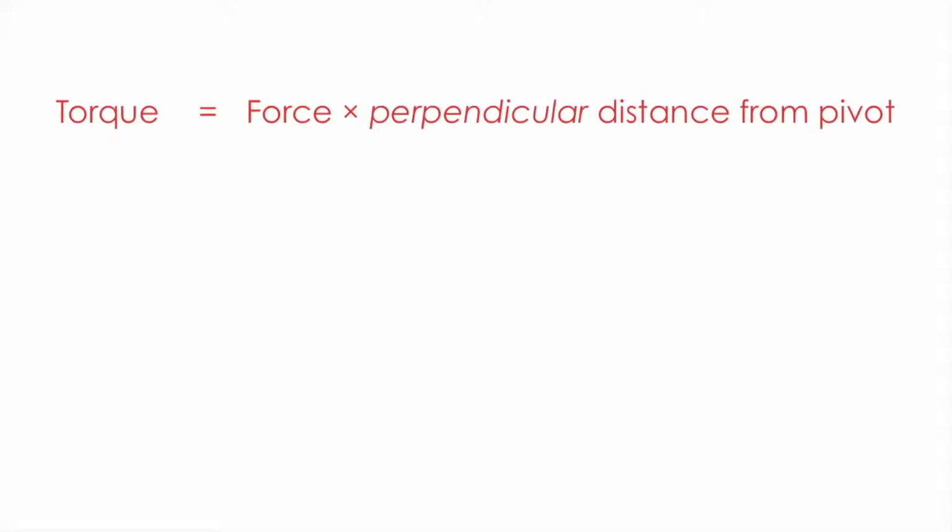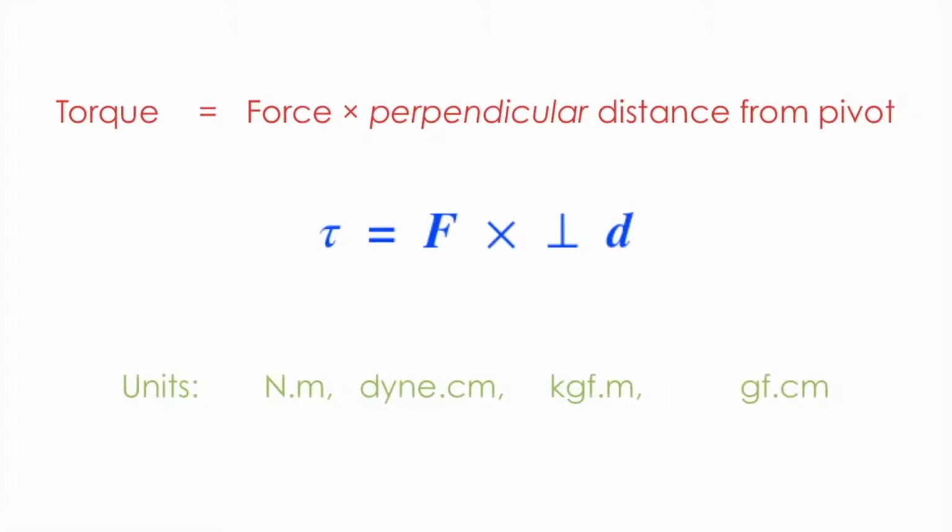So that means torque is the product of force and perpendicular distance from the pivot. Tau equals F into the perpendicular distance d. So tau is the symbol for torque, it's a Greek letter, and the units of torque are Newton meter, dyne centimeter, kgf meter and gram force centimeter.